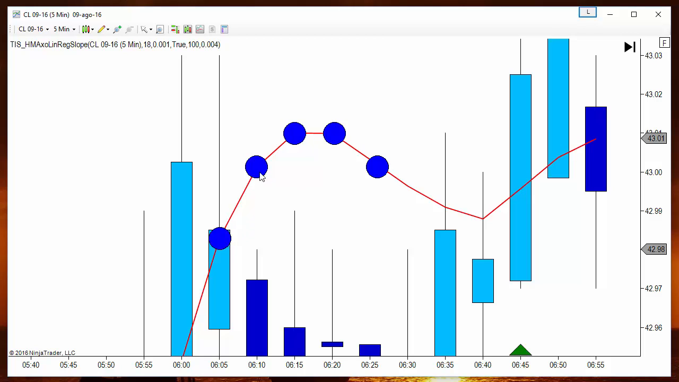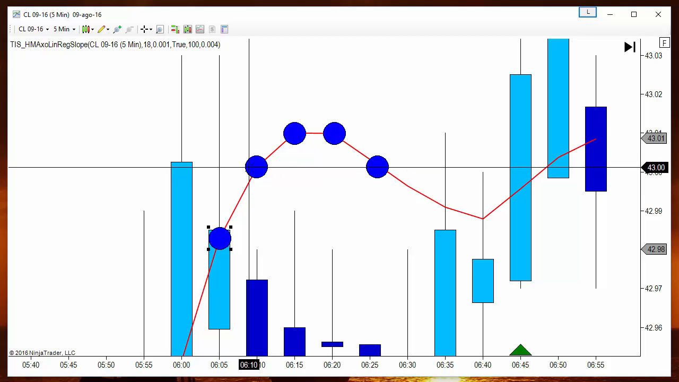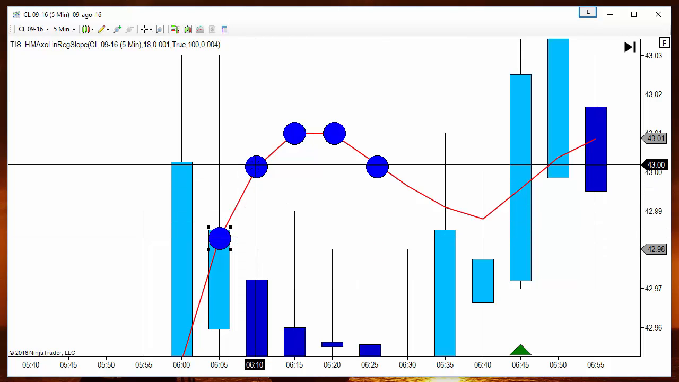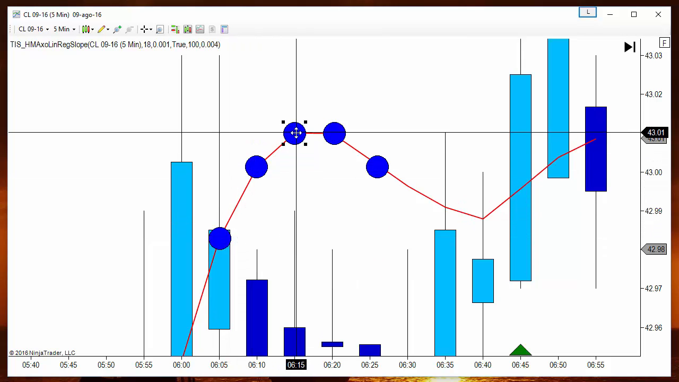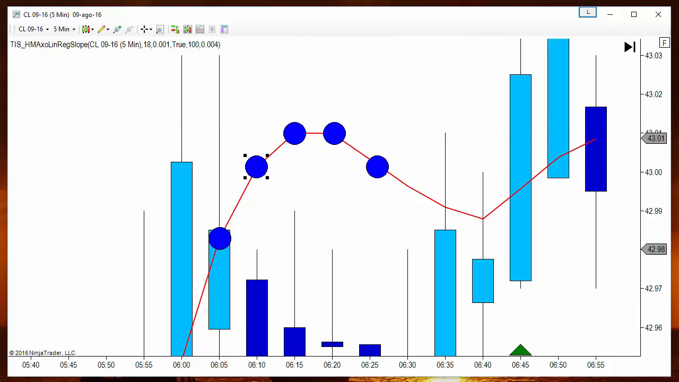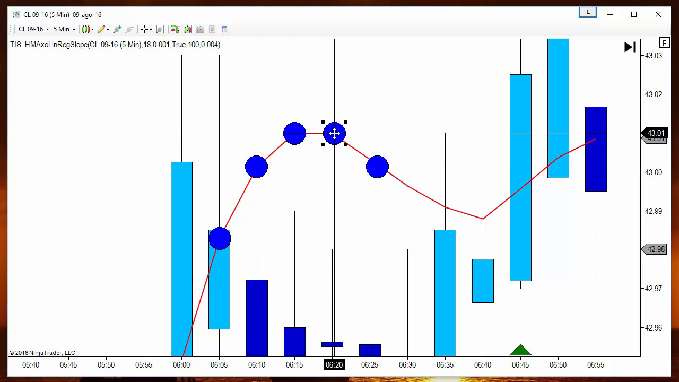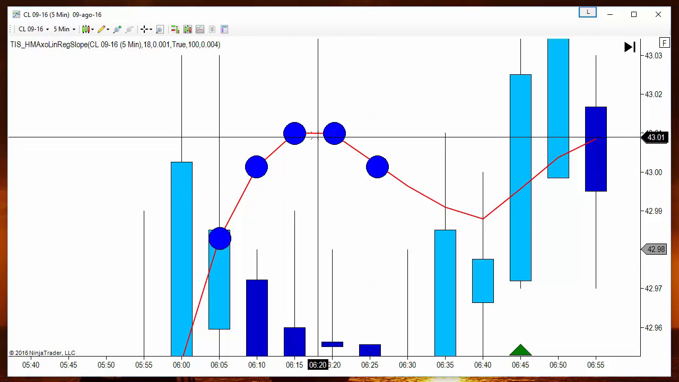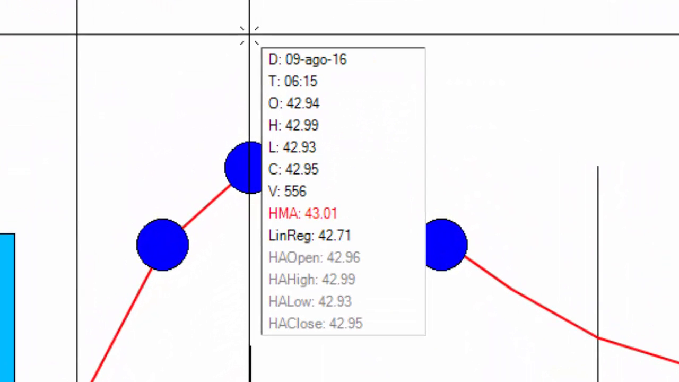To calculate the slope of the HMA, we just take the difference between the current value and the previous bar value. In this example, this bar is at 43.00 and the previous is at 42.98. So we have two ticks. Between this and the previous, we have one tick positive. Between these two, both look like being at the same price.